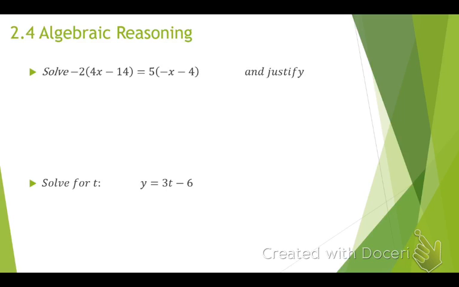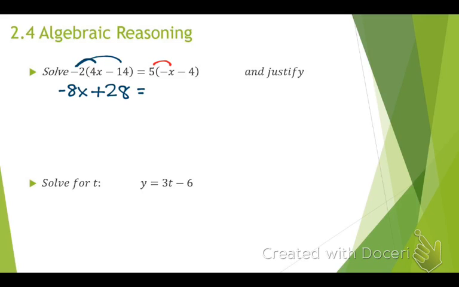All right, so we're going to do this problem and justify, and then we're going to solve the second problem. Okay, what should we do first? Distribute. So we're going to talk about it. What's negative 2 times 4x? Negative 8x. What's negative 2 times negative 14? Positive 28. Math scholars. Distribute the 5.